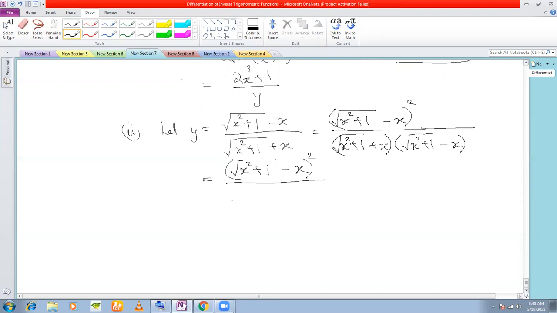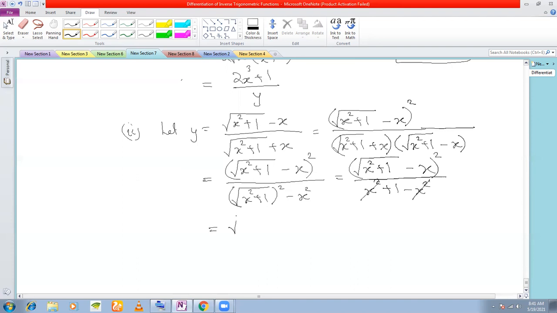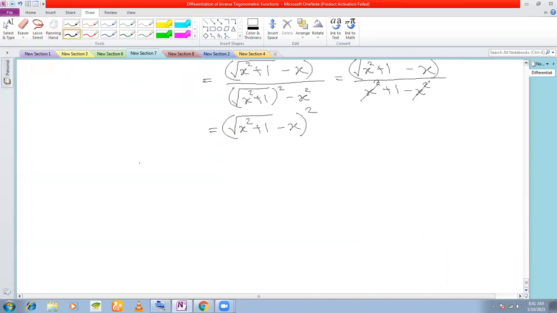So here you have root over x square plus 1 whole square minus x square. So this is root over of x square plus 1 minus x whole square divided by, here you have x square plus 1 minus x square. So these two cancel off. So what do you get? You simply get root over of x square plus 1 minus x whole square. Okay. You can differentiate this as it is, no problem. Even if you don't expand, you still can differentiate.